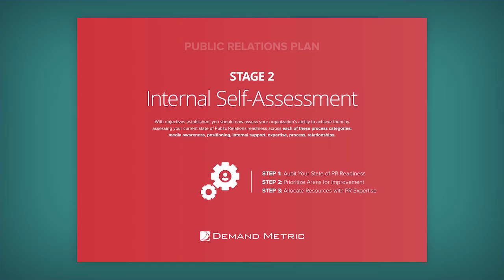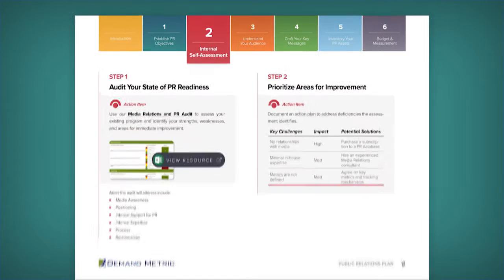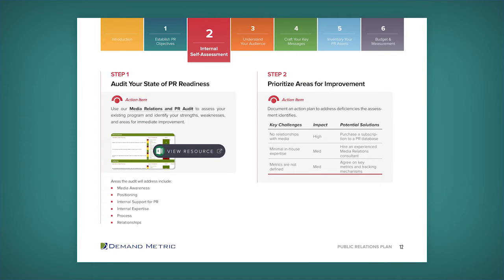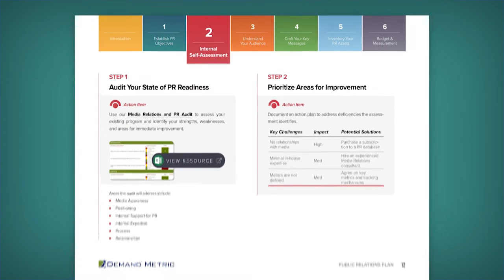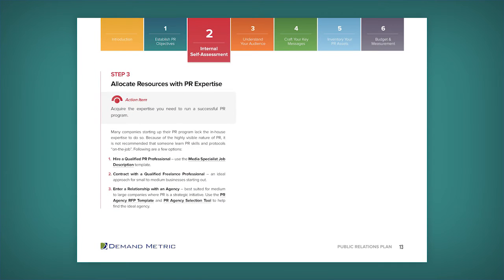In stage number 2, we move into internal self-assessment. And here, the first step is to audit your state of PR readiness. Then you move into prioritizing areas for improvement and then allocating resources with PR expertise.